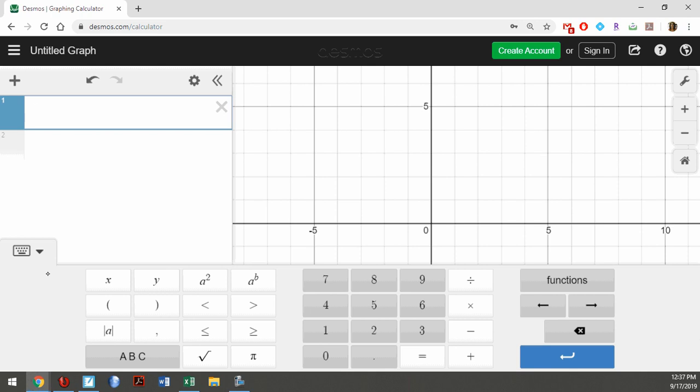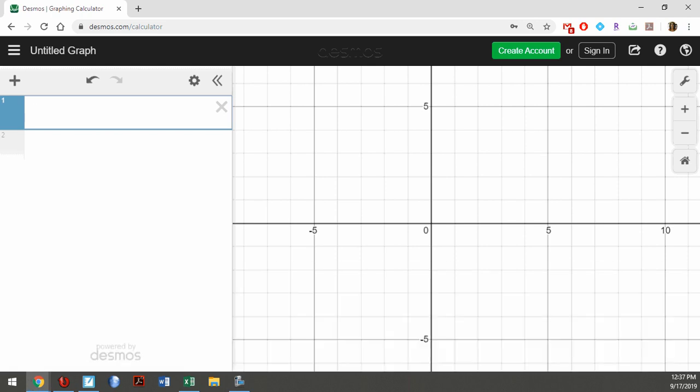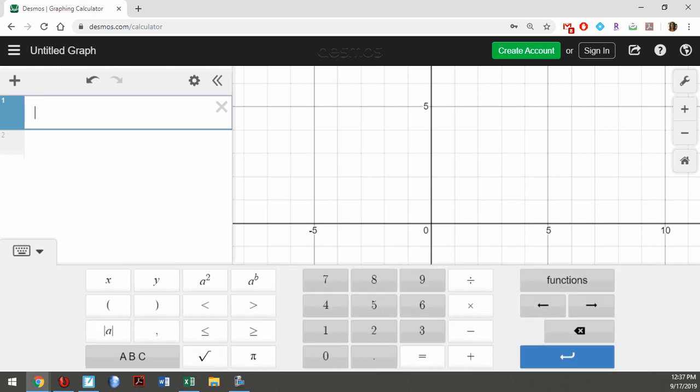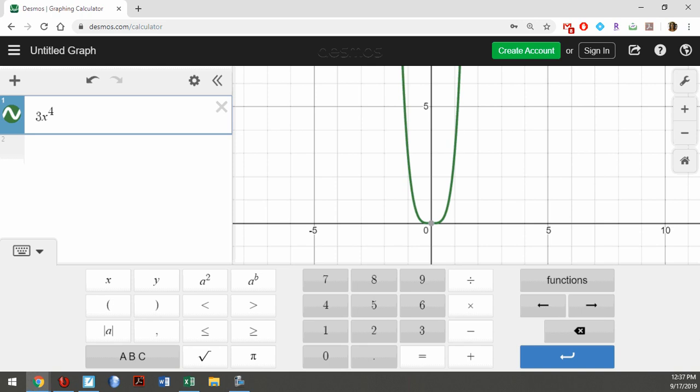Can you read off the example that you have to do? So when you get to Desmos, this is what you have. You're going to pull up this little keypad down here on the left-hand corner, and the first one is going to be 3x, a to the b right here, to the fourth. Then get out of there, and then what is it?